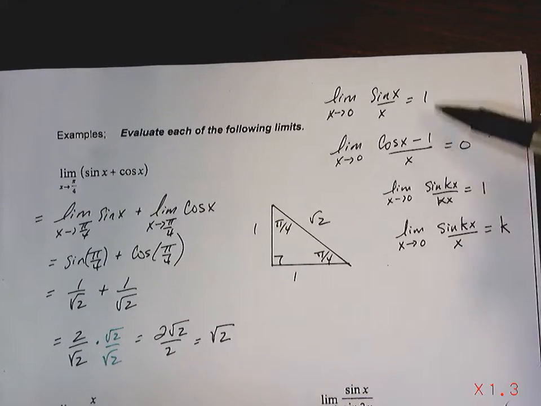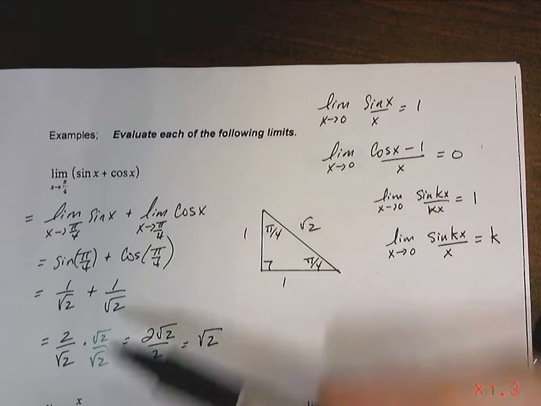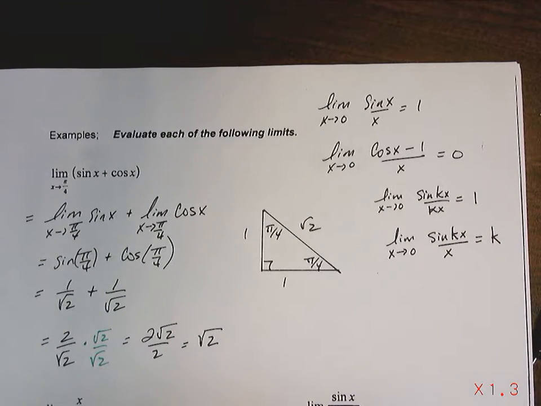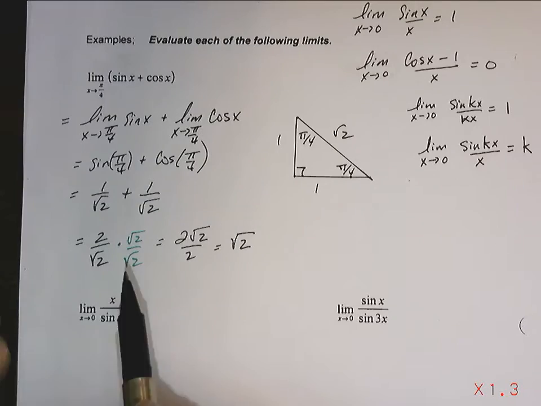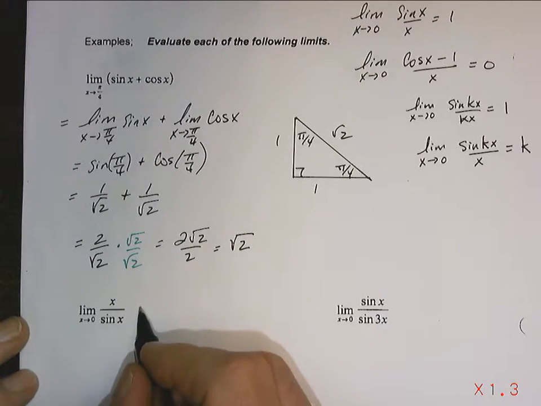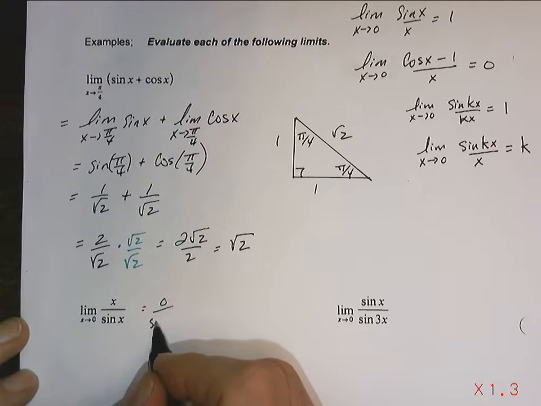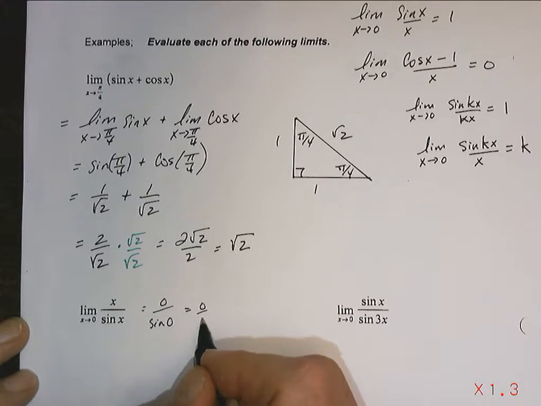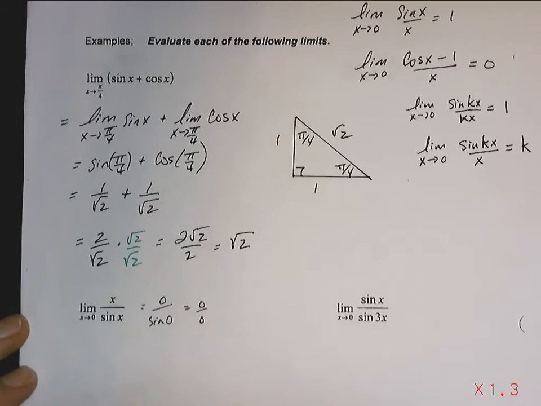So I didn't need to use any of these. I just evaluated them directly using property 7. That can happen lots. Looking at this one, we got a problem. Property 8 in this case. Put 0 in for x, put in sine of 0, you get 0 over 0, indeterminate. You got some more work to do.